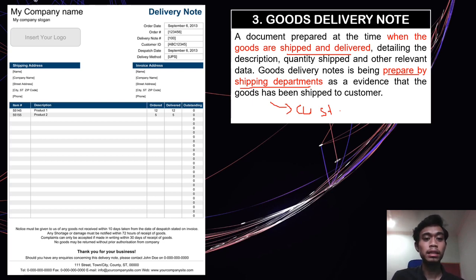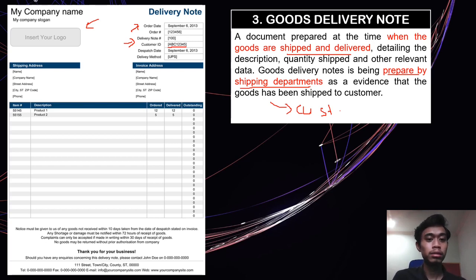As we can see here, okay, this is the example, the good delivery note. Okay, as we can see here we have the company name and maybe company detail lah. And on the right side we have the order date, okay, the order number, delivery note number, customer ID. Maybe this customer is the existing customer of the company, so they have their own customer ID. Okay, and delivery method by what?